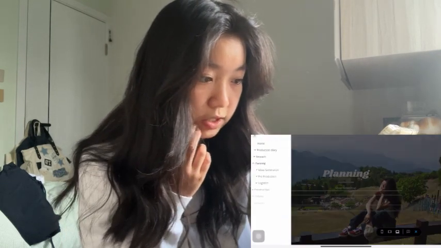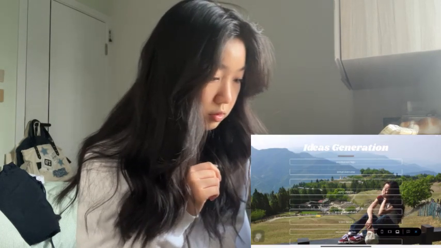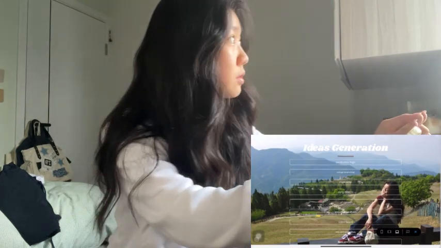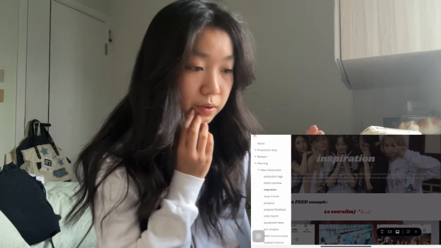And for ideas generation, I already started a bit onto, oops, there's a mosquito. And for planning, I already started a bit on my inspiration.